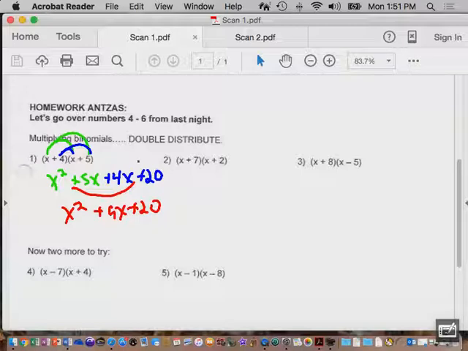So what you're going to notice today when you double distribute is you always get those x's that can be combined in the middle. Tomorrow we'll work more on double distributing, Wednesday, and then you got another test coming this Friday.